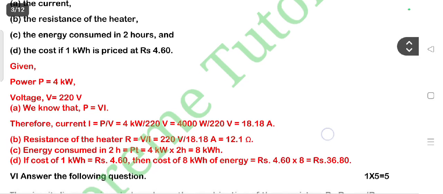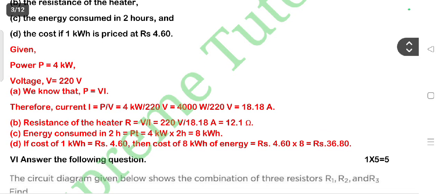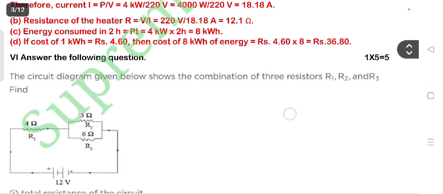So current will become P by V, which is equal to 18.18 ampere. The resistance of the heater, second one, B. So R is equal to V by I, that is 220 by 18, which is equal to 12.1. Then energy consumed, then cost. Then answer the following question.